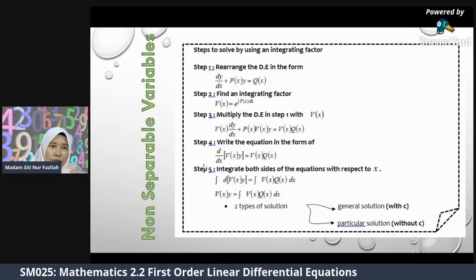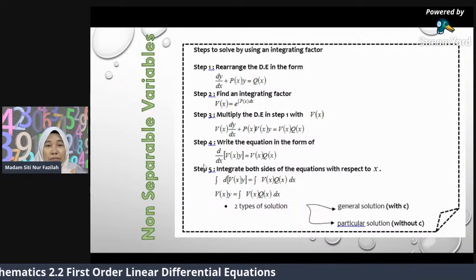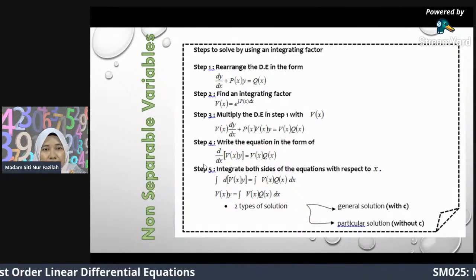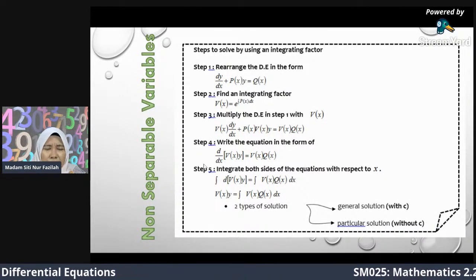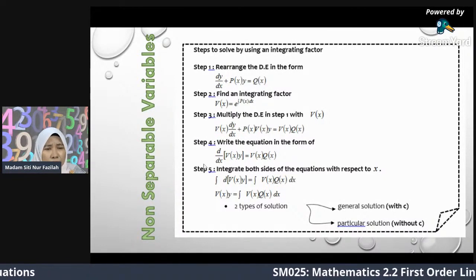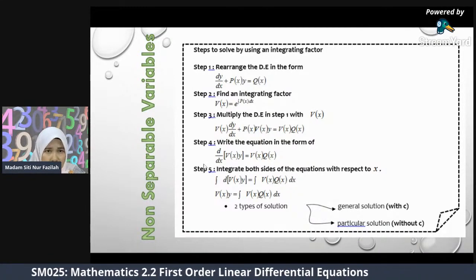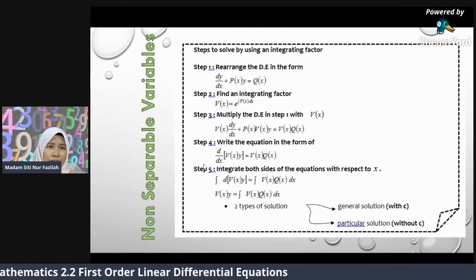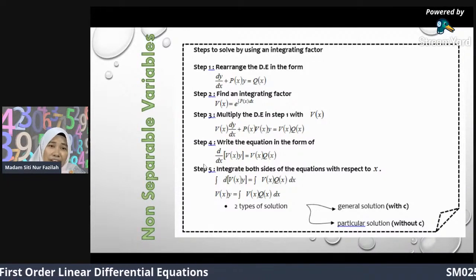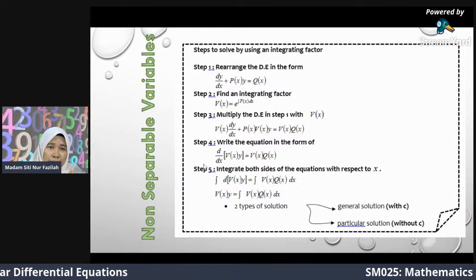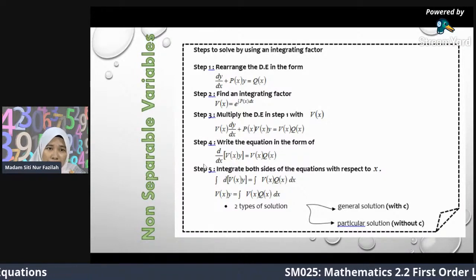Okay, now we look at the steps to solve by using an integrating factor. We have 5 steps here. To revise, before this, for separable variables, we have 2 steps. But this one, we have 5 steps to solve by using integrating factor. We go through step by step.